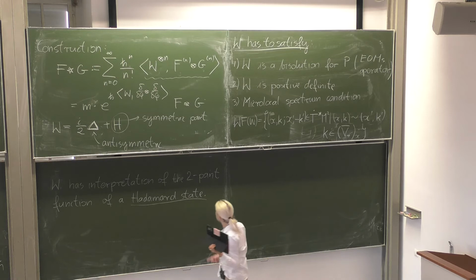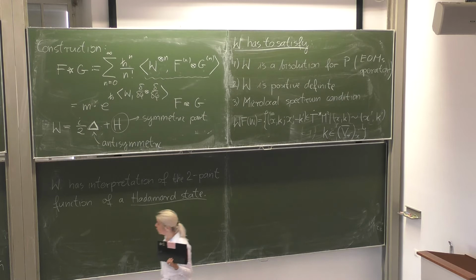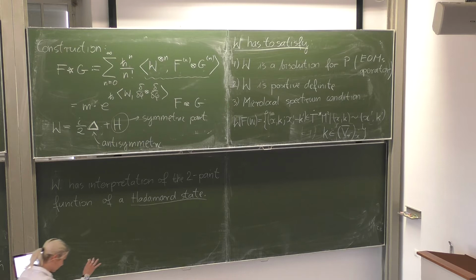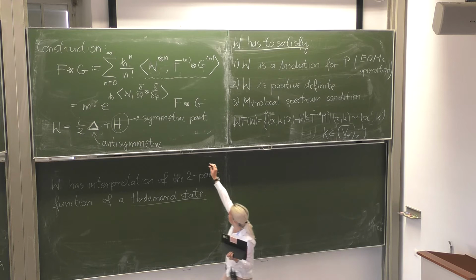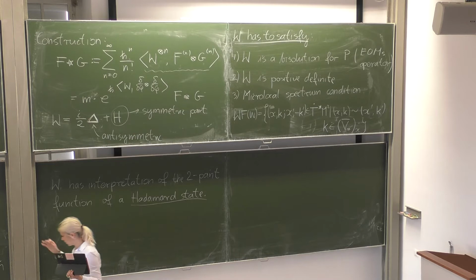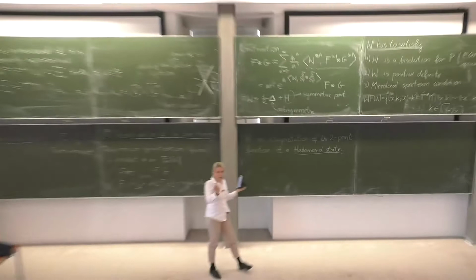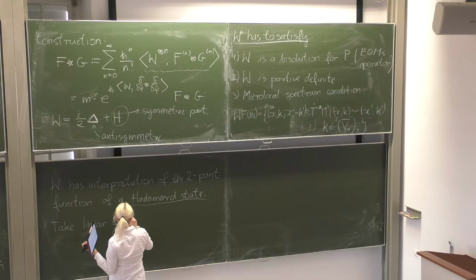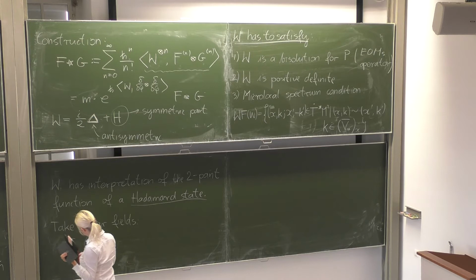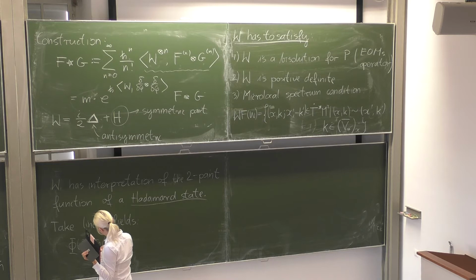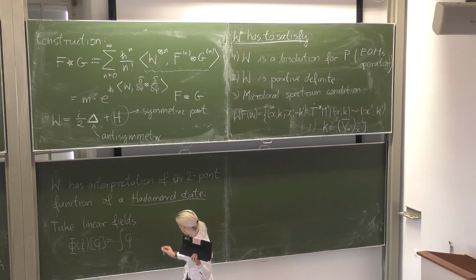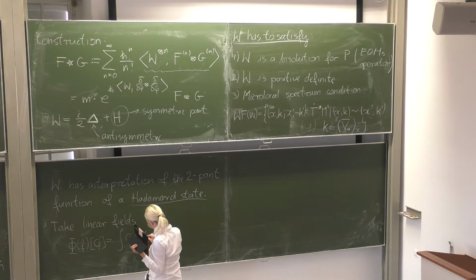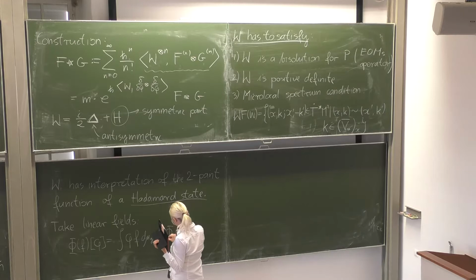Yeah, I haven't convinced you really that W has something to do with the two-point function. So let's do it. Yeah, so what are the fields? What are the sort of basic observables that you can look at in quantum theory? So the first thing that comes to mind is just a linear field smeared with a test function. So let's take linear fields. Okay, so I'm going to use this very suggestive notation phi of f as a functional of a field configuration defined as taking that field configuration and smearing it with a test function with my favorite volume form. And let's take another one for g.